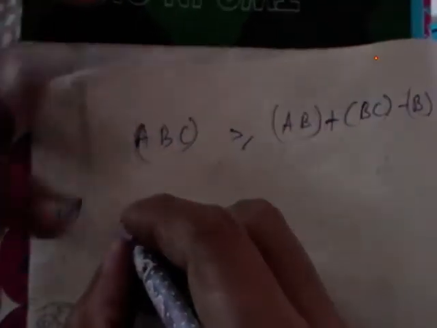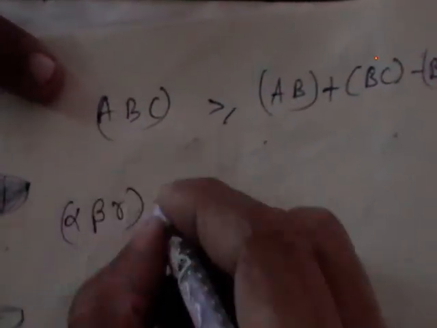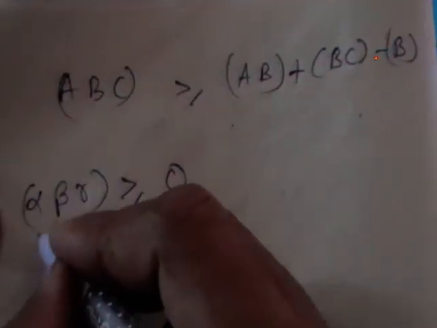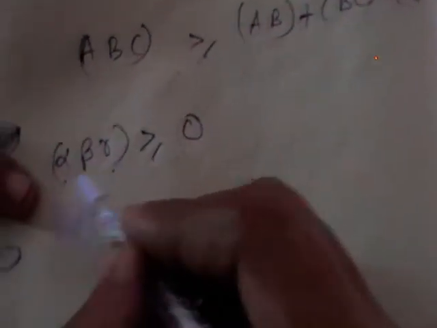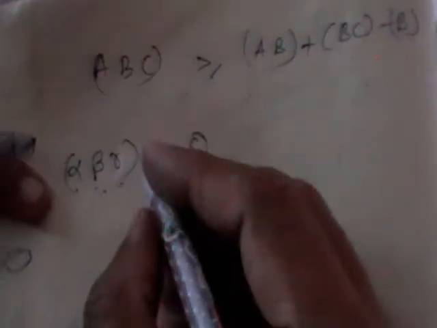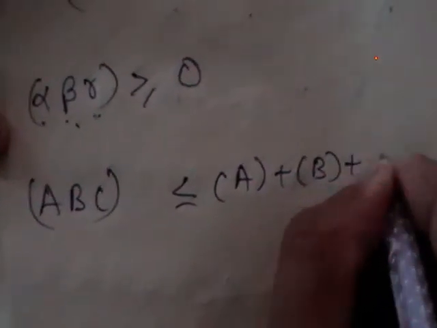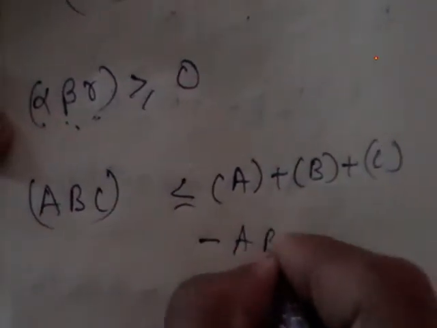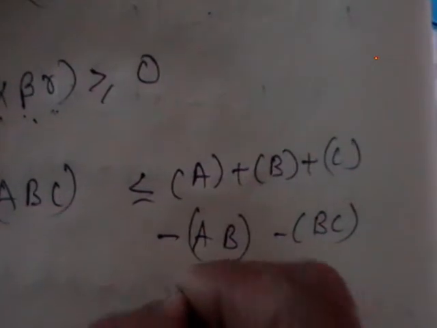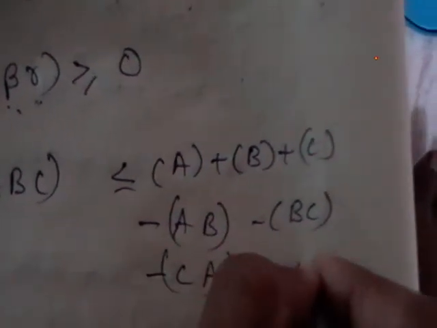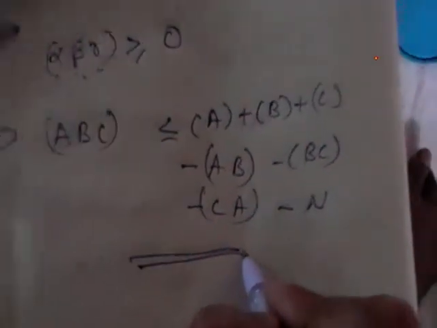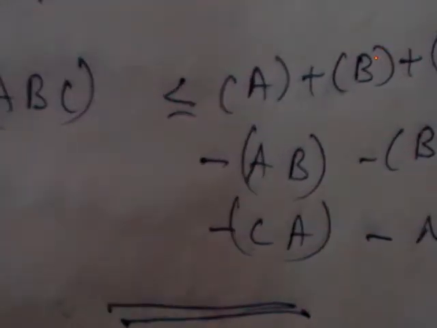So out of 8, I did 7 conditions and try to resolve this in the same steps. Alpha, beta, gamma greater than or equal to 0. As all these are negative, you convert them into 1 minus A, 1 minus B, 1 minus C and do in the similar steps. At last you should get ABC less than or equal to bracket A plus bracket B plus bracket C minus AB minus BC minus CA minus N. So you should get this condition, meaning whenever we have 3 attributes we are going to get 8 conditions, which is similar to the case of 2.